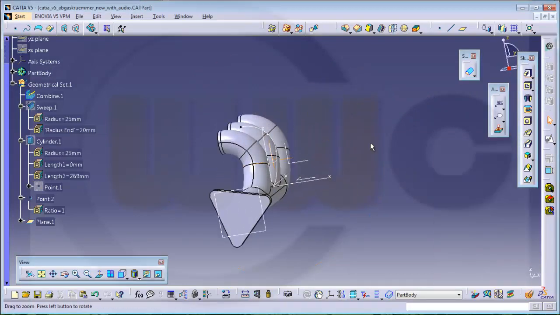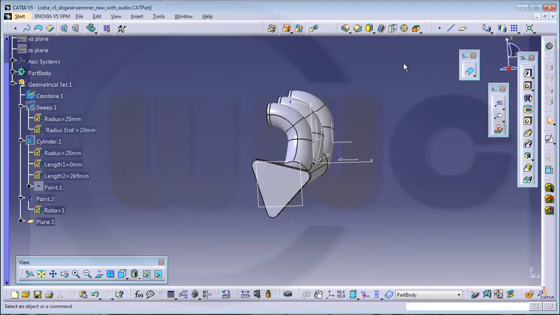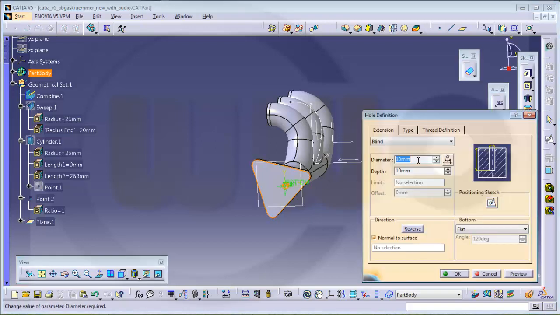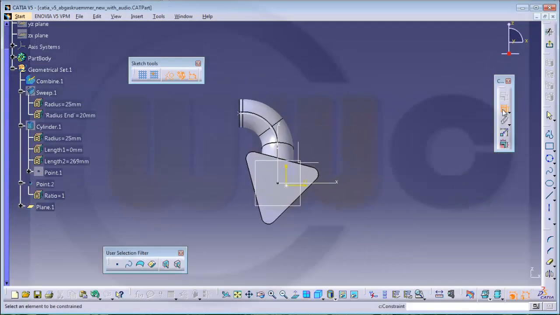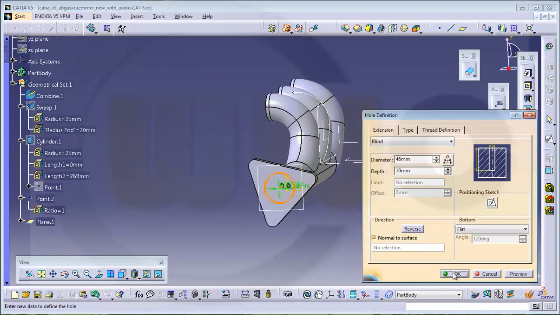Okay. Now I need some holes. So I need a hole on this face. Diameter should be 46. Its type is blind. Depth is 10. And this one should be right on that axis and on this axis. Don't use these yellow projected elements. And okay.